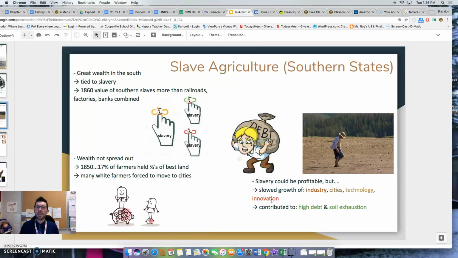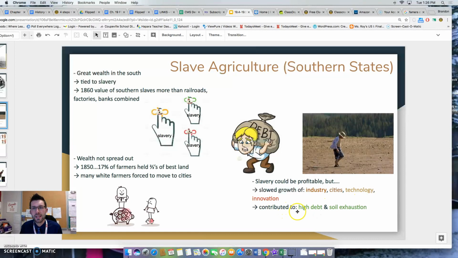Why in the world would anyone want to change something that's bringing in so much money? Why would you want to expand into new industries? Why would you want to make cities? I mean, building cities takes away that land, which means there's less cotton, which means less money. Technology, again, why would we want technology? We have free labor, we have slaves.